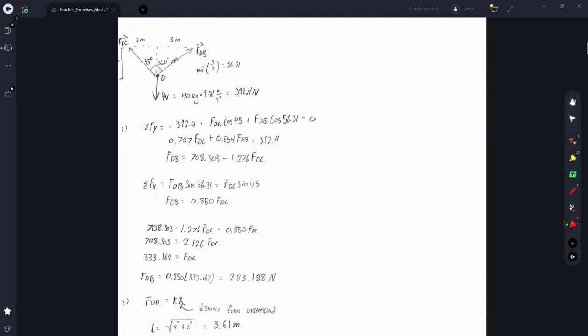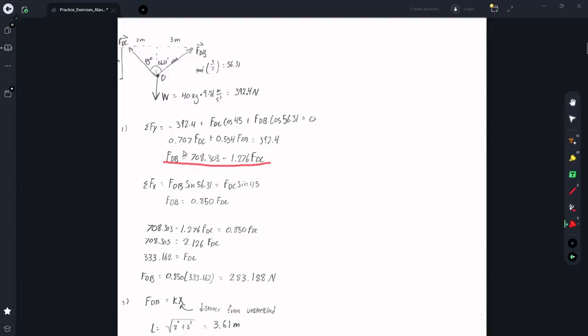The first one I did was the sum of the forces in the y direction is equal to 0. So I have my weight force, and then I have FDC, which is this one here. I'm solving for this vertical length using hypotenuse times cosine, because in this case cosine is adjacent over hypotenuse. And so I get this expression relating FDB and FDC.